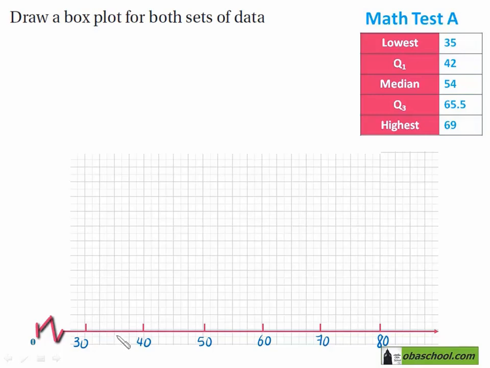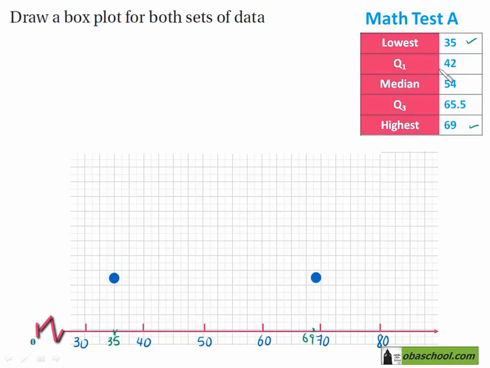We have the lowest of 35. That was the lowest grade during math test A. And the highest was 69. And so I'm going to put the points, as we have learned before. Points represent the lowest and highest values. Now we're done. Let's go ahead for Q1, median, and Q3.